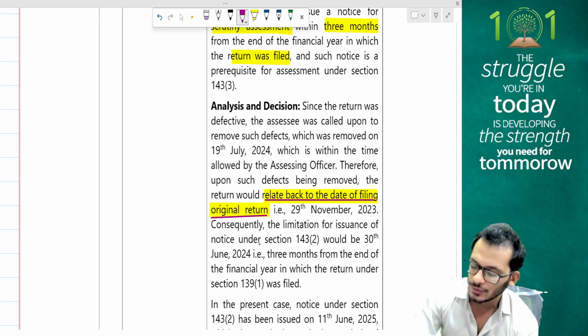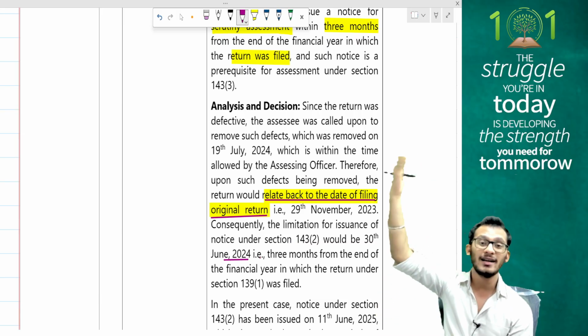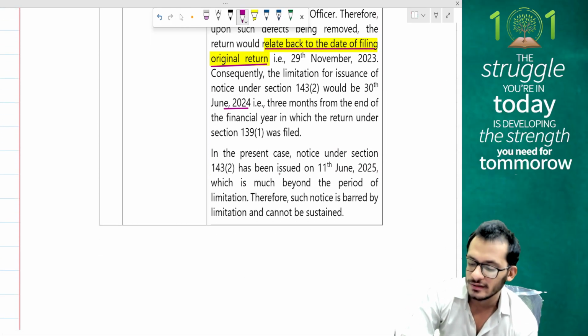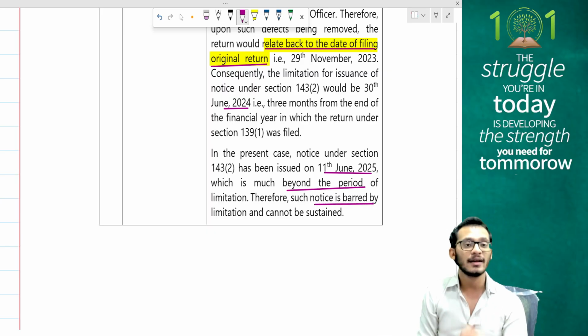Consequently, the limitation for issuance of 143(2) would be from 30th June 2024, which is 3 months from the end of the financial year in which the original return was filed. In the present case, the notice under Section 143(2) has been issued on 11th June 25. It is much beyond the period of limitation, and therefore the notice is barred by limitation and cannot be sustained.